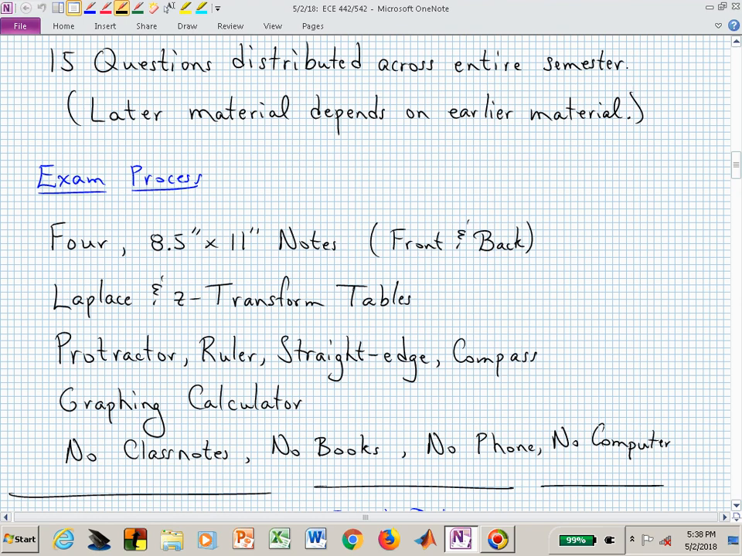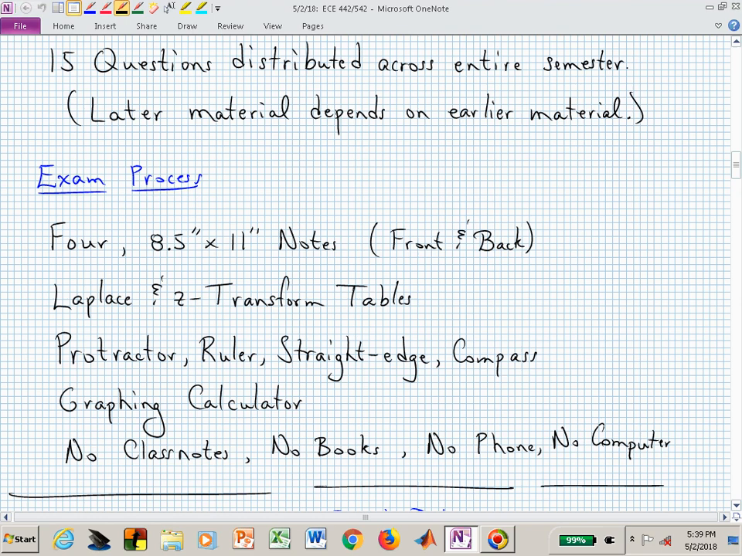You can have a calculator, just don't make it a computer, although they are sort of a computer. But no class notes, no books, no neighbor, no phone, no computer. Those are the no's. Questions on the process for the final?